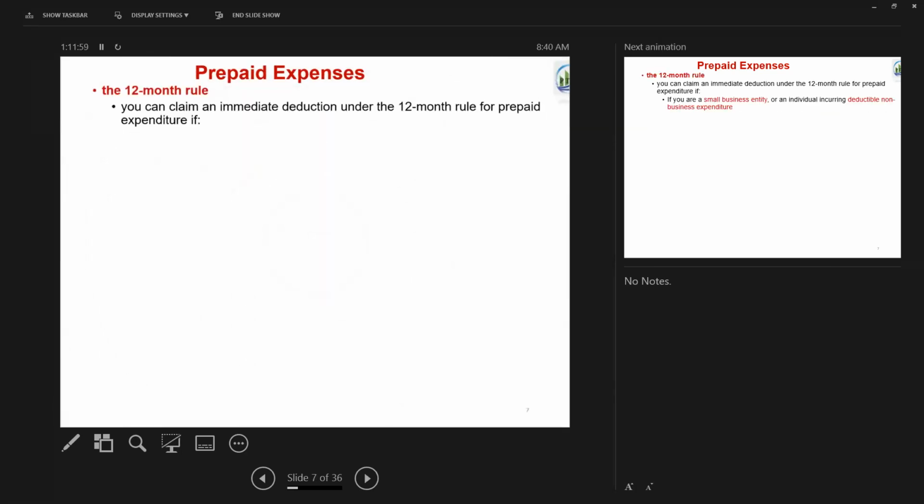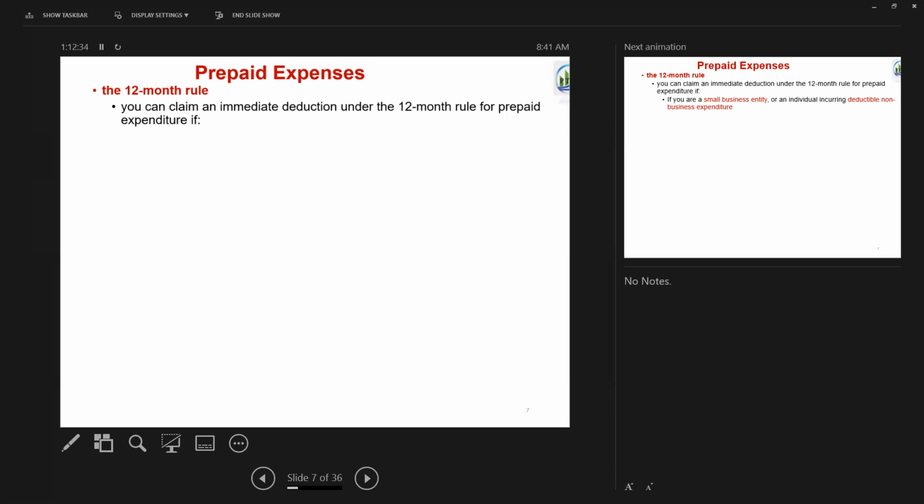Now we will come back to the 12-month rule. What is the 12-month rule? If you have excluded expenditure, you have no need to check the 12-month rule. You can immediately deduct the whole amount. But if you do not satisfy the excluded expenditure rule, which we learned a couple of slides ago, you can check that other rule, the 12-month rule. It is not necessary to satisfy both rules. If you satisfy the excluded rule, you are done. You can deduct the whole prepaid expense. If you do not satisfy the excluded expenditure rule, you can come and check the 12-month rule.